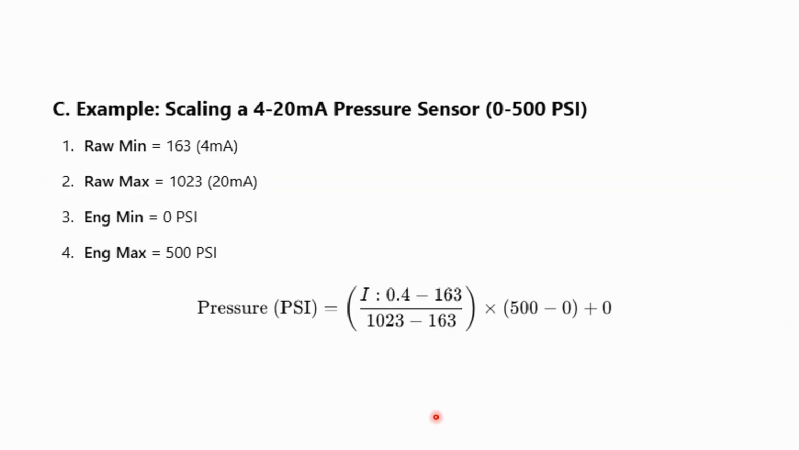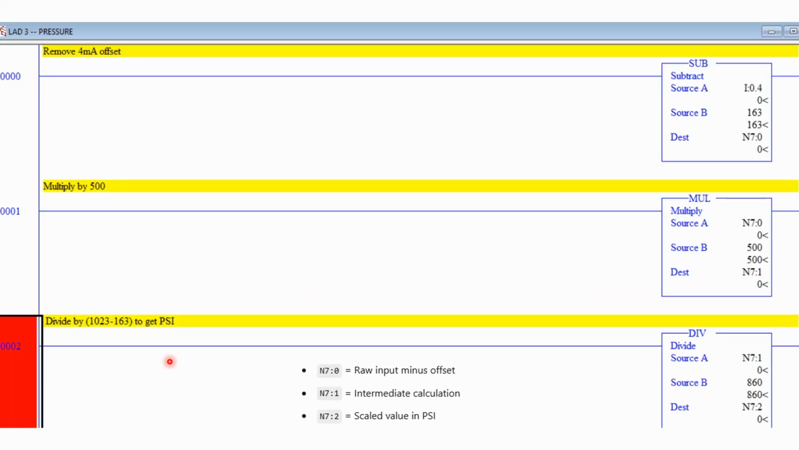So basically what we're doing here is this, and then we're multiplying by 500, because 500 minus 0 plus 0 is still 500. So we're handling this part in the first rung, the multiplication in the second rung, and then we're going to do the division in our third rung. We're going to divide by 1023 minus 163.